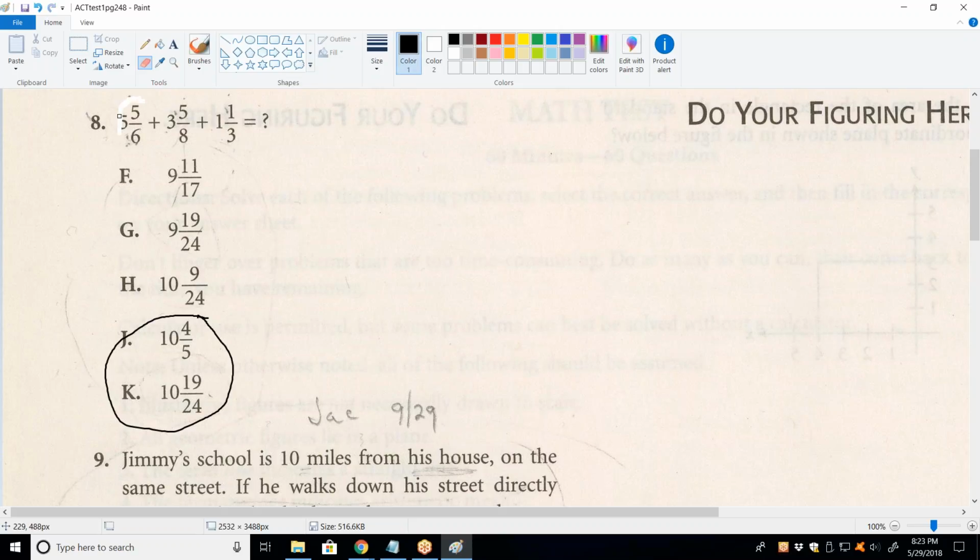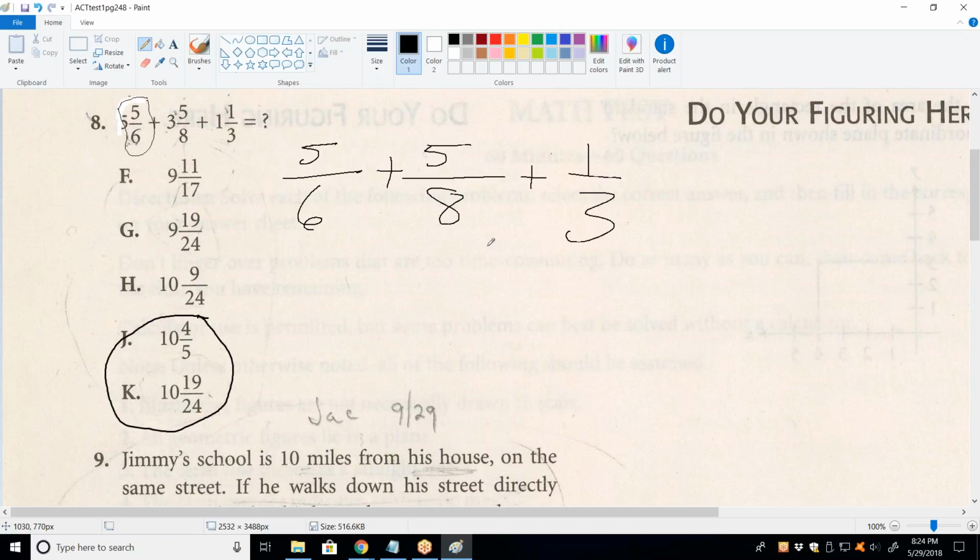So here's what we're doing. We're going to take the fractional part of each one only, and I'm going to add those three fractions, knowing that the other three numbers add to 9. So what's the least common denominator for these three fractions?